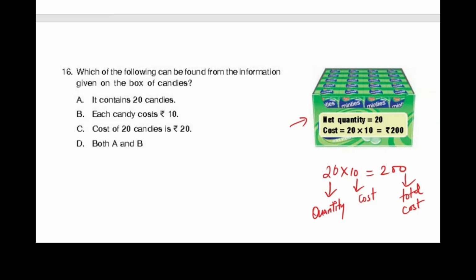Option A is saying it contains 20 candies. Yes, total 20 candies. Each candy costs 10. Yes, the cost of each candy is 10. Cost of 20 candies is 20. No, cost of all 20 candies is 200. So this option is wrong. That means both A and B, option D is correct.